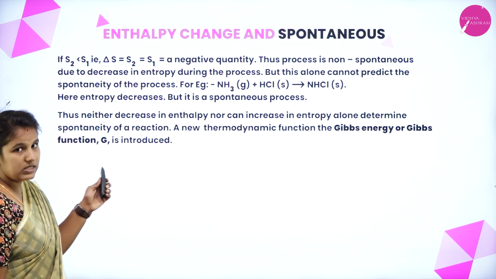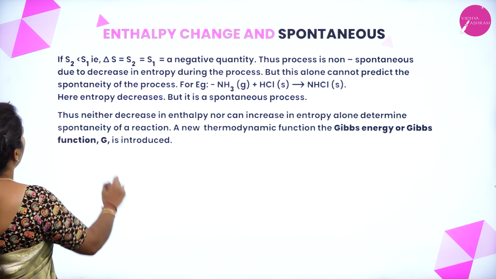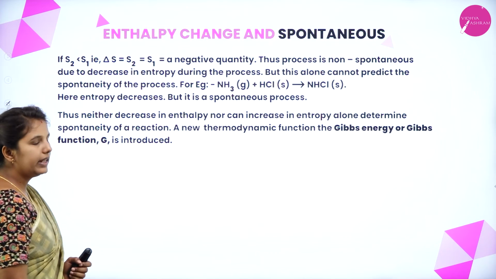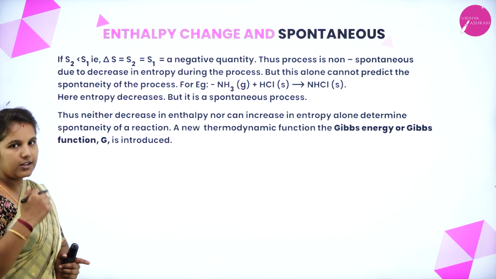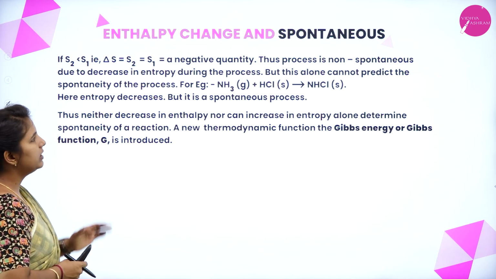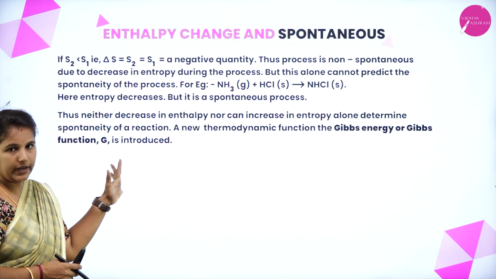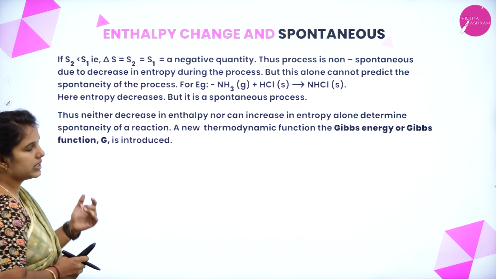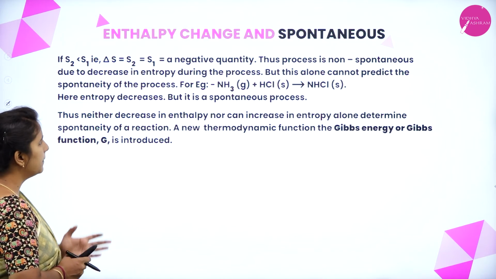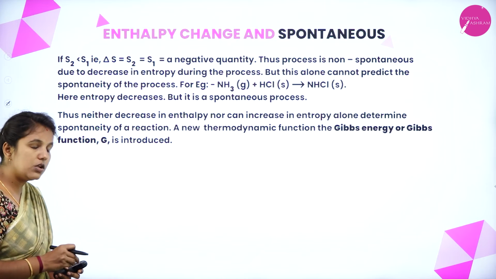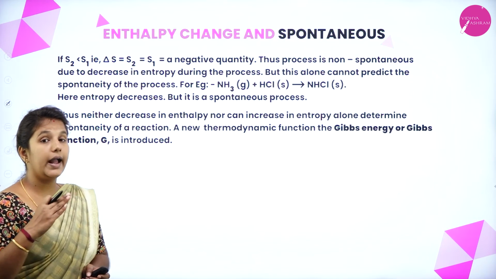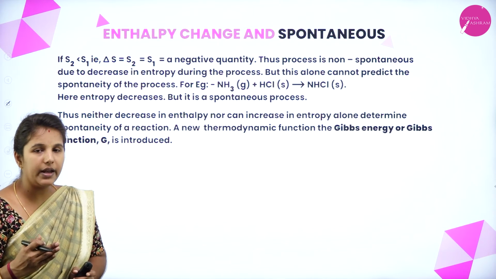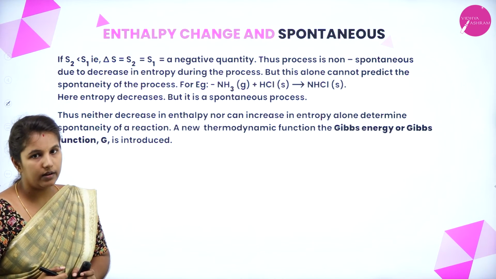But let us consider one more condition where S2 is lesser than S1. You will get a negative value for the change in entropy, so the process is non-spontaneous. By looking at the values, we say it is a non-spontaneous process due to the decrease in entropy during the process. So this also indicates that the entropy of the system alone cannot predict the spontaneity of the reaction.